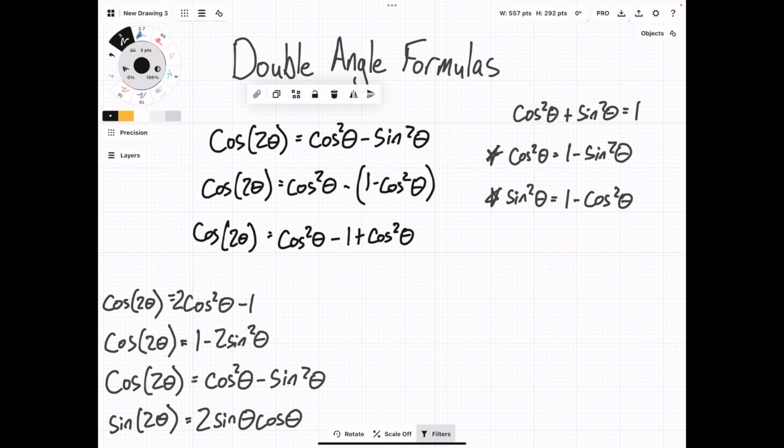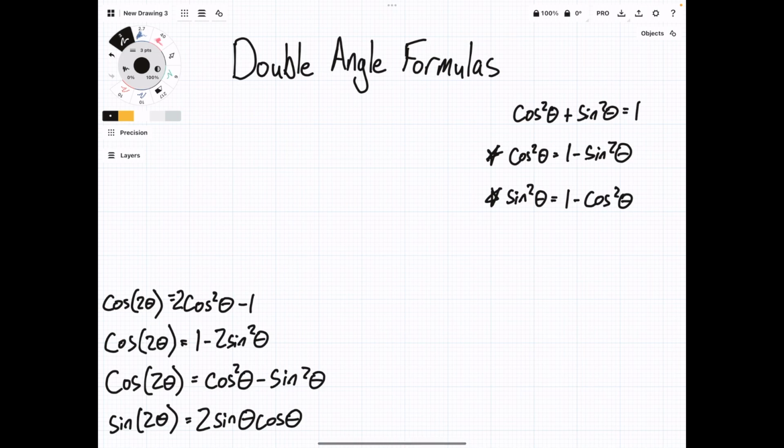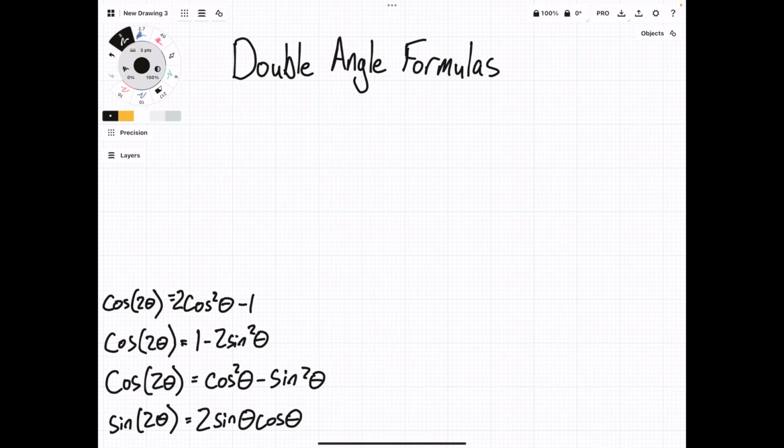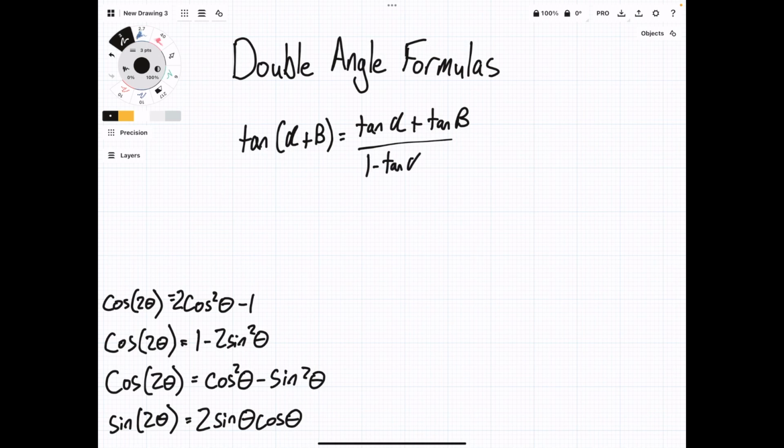And finally, we're going to derive the double angle formula for tangent. So I'm going to clear this up, and we're going to start again with the sum formula, which is going to be tan of alpha plus beta is equal to the tan of alpha plus the tan of beta all over 1 minus tan alpha tan beta. At this point, you should know what I'm doing next. Alpha equals beta equals theta. Plug it in. Theta plus theta.